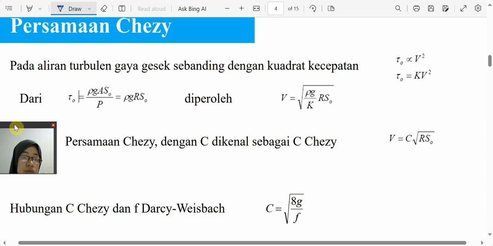Chezy assumed that in turbulent flow, the friction factor or the frictions.